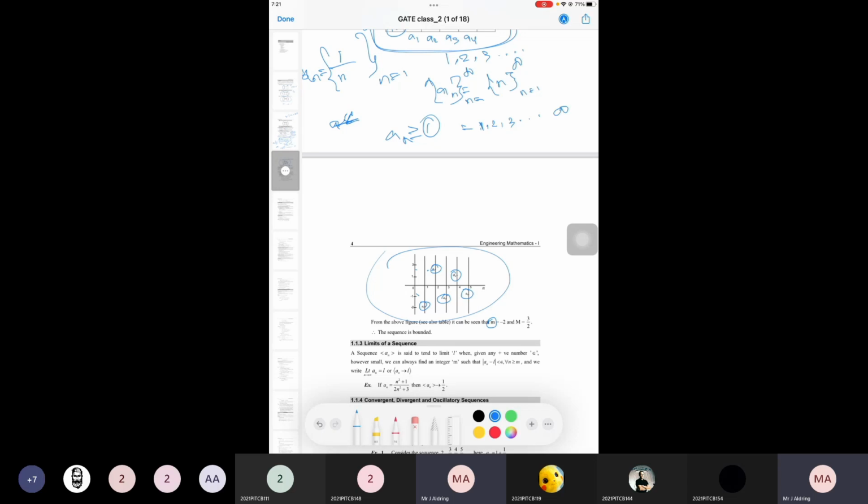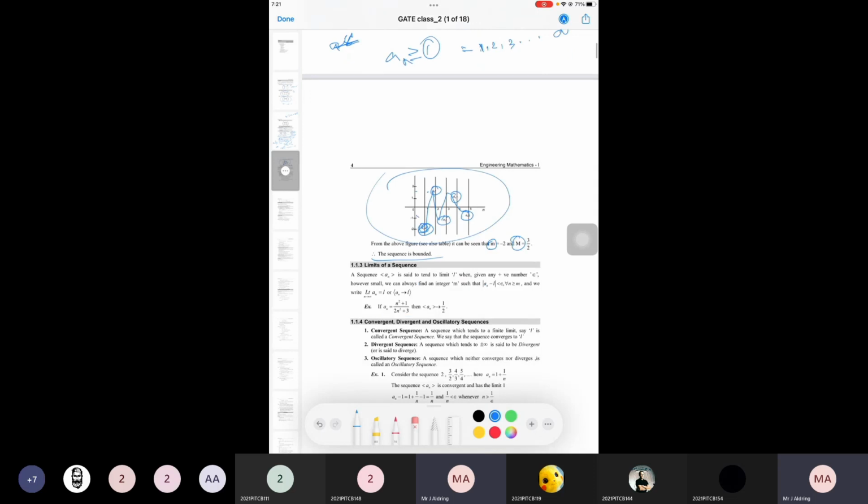Here you can see that m is equal to -2. That is a very small value in this sequence. Then, when seeing all the numbers, capital M is the maximum value. That is bounded above. Therefore, definitely that sequence is bounded. Hence, we can say that the sequence is bounded.